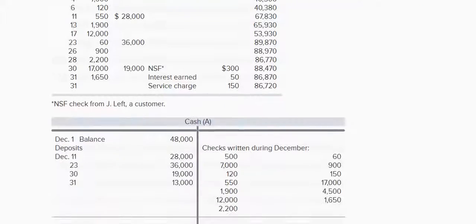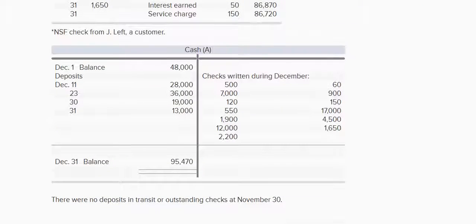Below the bank statement is the cash T account in our records, in Stewart Company's records. Remember, cash is an asset on the left side of the accounting equation, so we record increases on the left or the debit side, and we do the opposite to record decreases. So checks are recorded on the credit or right side, and debits record increases to cash. To find the balance on December 31st, we took our beginning balance, added the debits, subtracted the credits, and we got our ending balance.